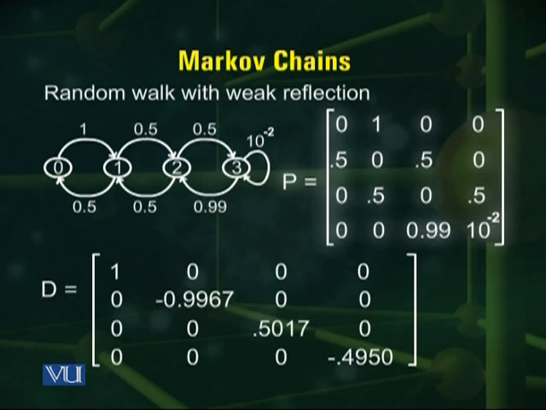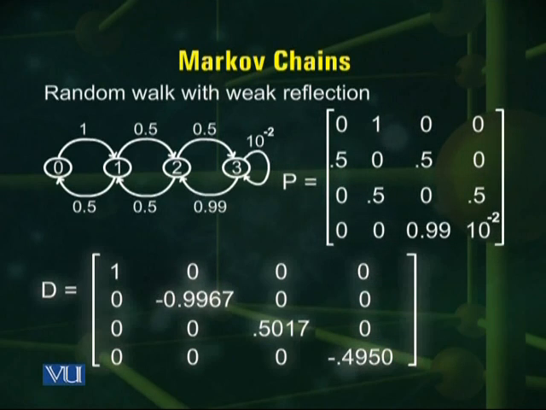So I'm just going to show you the matrix D. Matrix D is the matrix of all the eigenvalues. So if you take this one-step transition probability matrix and perform its eigenanalysis, you get eigenvalues of 1, minus 0.9967, plus 0.5017 and minus 0.495. You know how to take higher powers of this P through this diagonalization process. You take higher powers of this D and then you multiply it with V inverse on the left and V on the right.